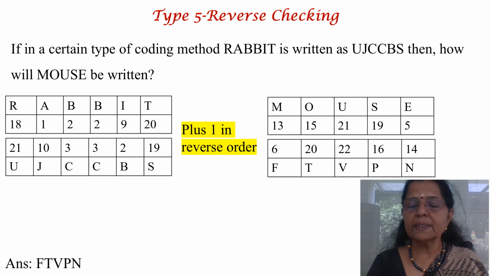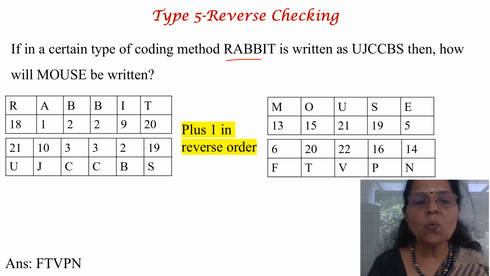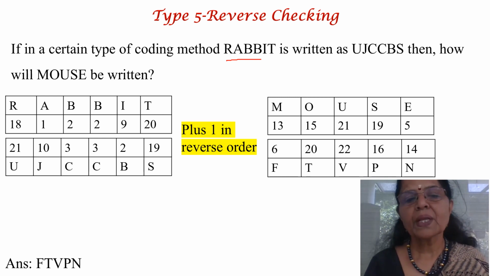But here in this illustration, we are going to write them in the reverse order. We are going to check them in the reverse way. See the illustration. In a certain type of coding method, the word rabbit is written as UGC-NET. Then how will the word mouse be written?